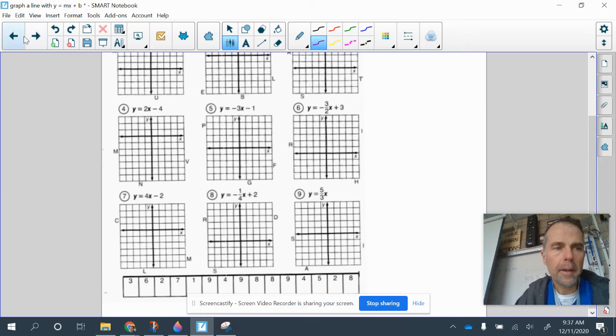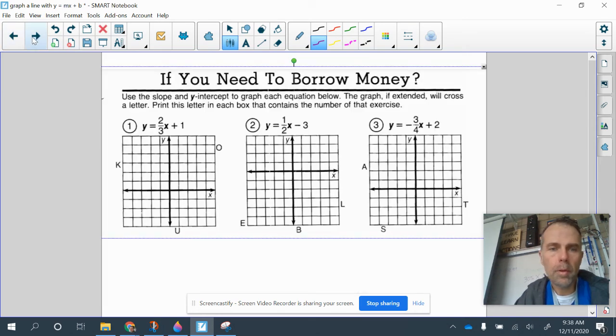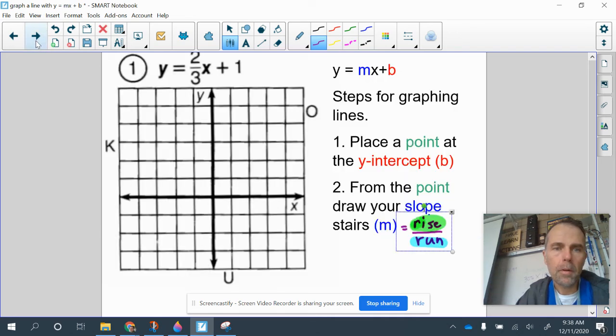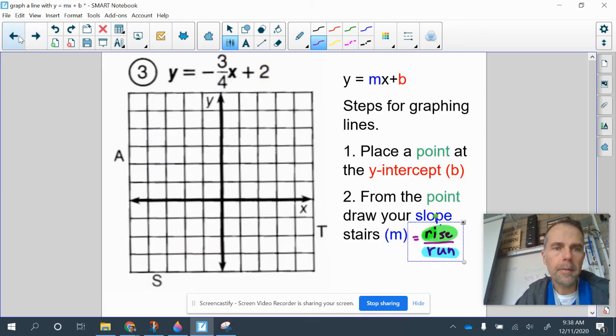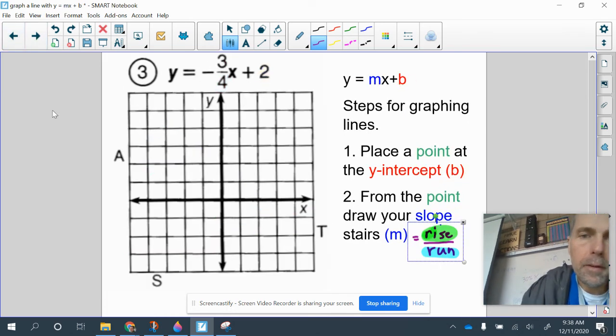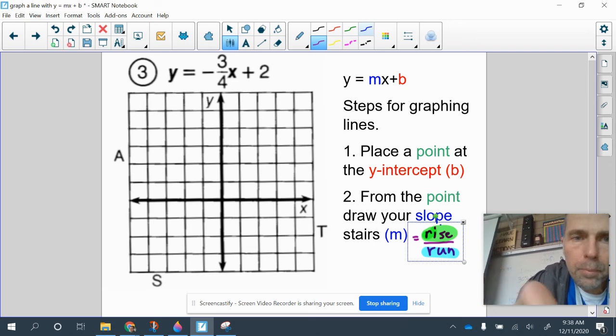Let's go ahead and do problem number 3. Okay, number 3. Last example, so we're going to start at 2. The y-intercept is going to be 2. I'm going to go to 2.